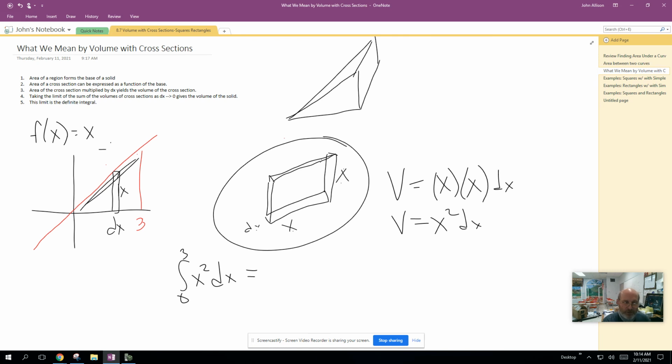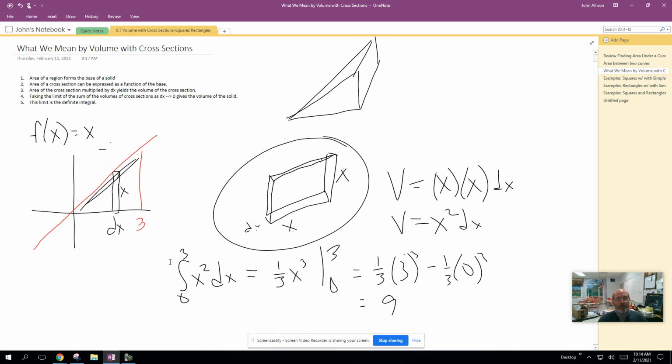If we evaluate this, the antiderivative is 1/3 x cubed, evaluated from 0 to 3, which is 1/3 times 3 cubed minus 1/3 times 0 cubed, which is 27 over 3, or 9 units cubed, whatever those are. That's what we mean by volume with cross sections. And that's part 2 of the lesson.